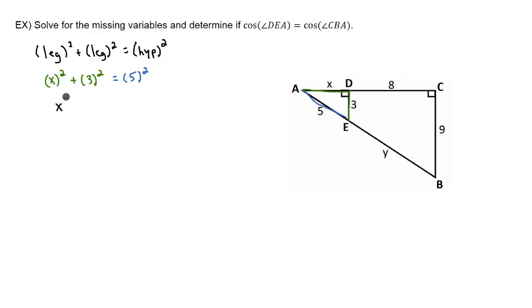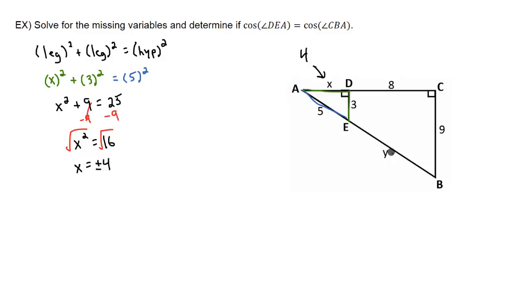So now I have to solve this. I'm just going to bring down my x squared, and then 3 squared is 9, and 5 squared is 25. Okay, now I want to take away 9, so I subtract that, that goes away, and I take away 9 over here. I'm left with x squared equaling 16, and then to undo the squaring of x, I'm going to take the square root of both sides, and then my answer is going to be x equaling plus or minus 4. However, this value for x can only be a positive 4 because obviously we can't have a negative for the side of a triangle.